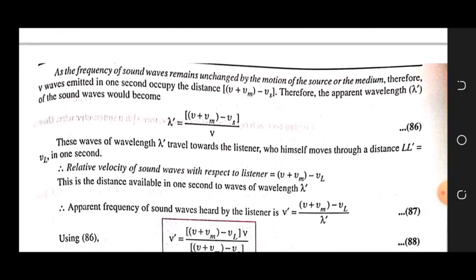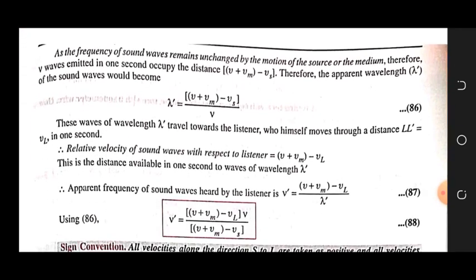Next, as the frequency of the sound wave remains unchanged by the motion of the source or the medium, therefore the nu waves emitted in 1 second occupy the distance v plus vm minus vs. So this condition is, I think, also clear.